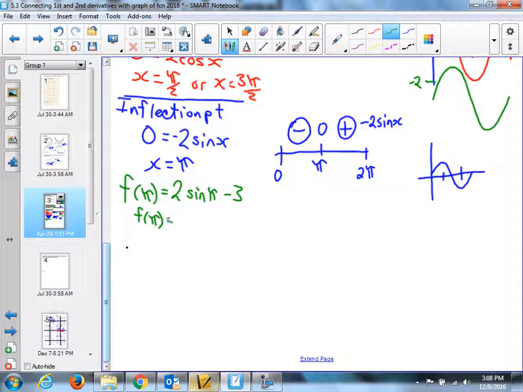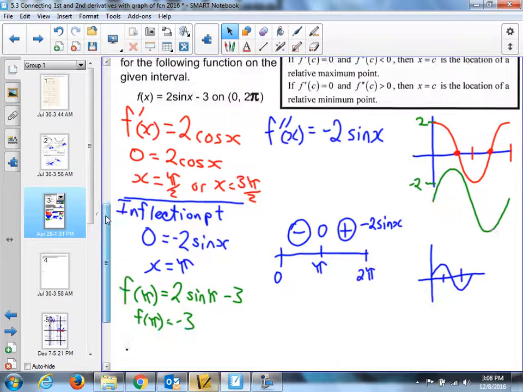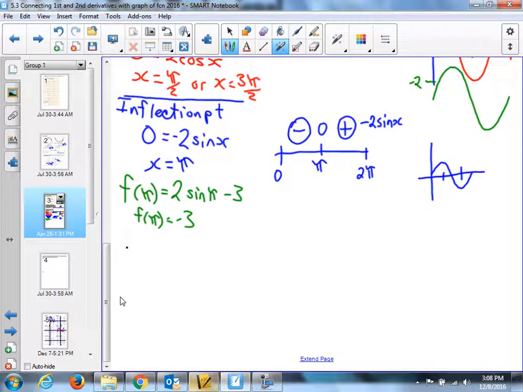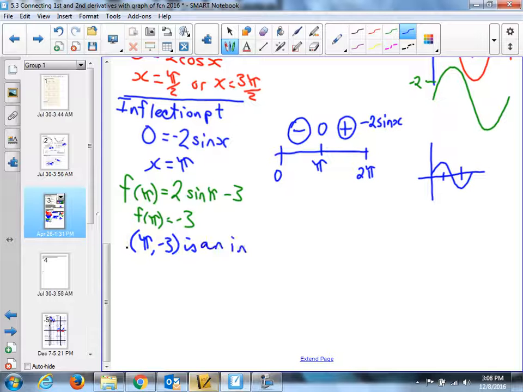Just using our sign analysis little thing, we say it's concavity. Well, okay, the concavity we can do after, but just that it's an inflection point first, to make sure it switches signs, and also then the concavity too. Confirm that the sign of the second derivative changes. That's a point of inflection. So pi comma negative 3 is an inflection point.